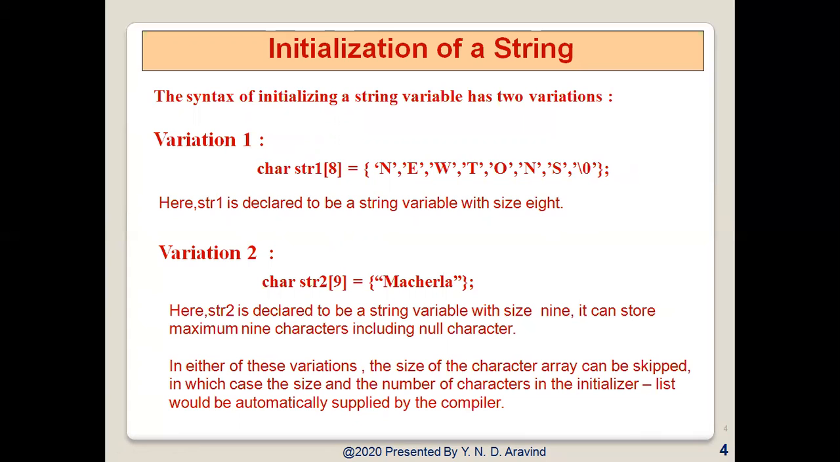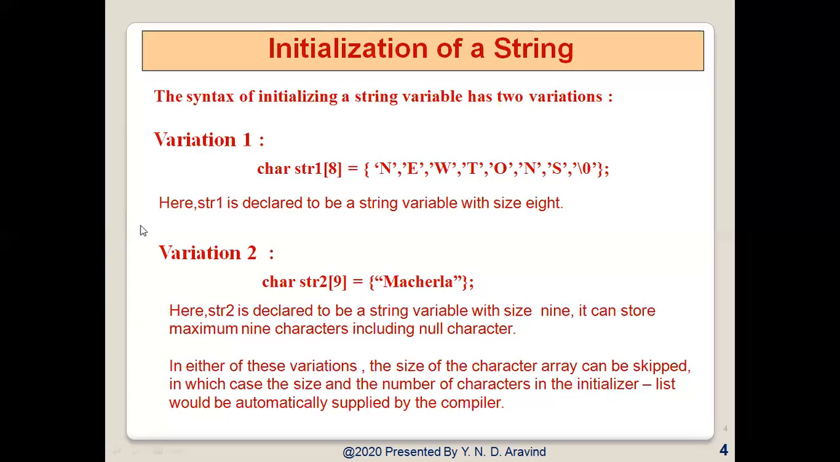Here the initializer list consists of character constants separated by commas. Note that the null character \0 is explicitly listed. Here we are mentioning \0.